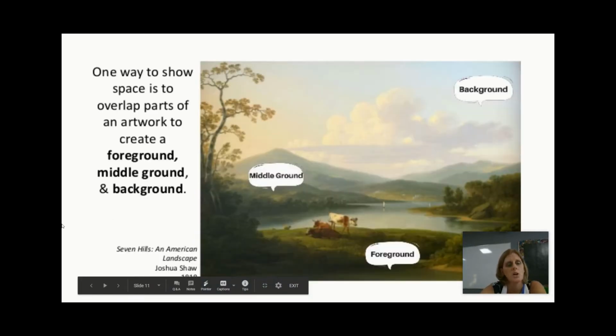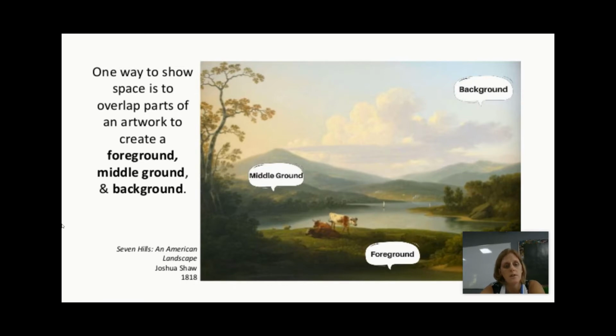So one way to show space is to overlap parts of an artwork to create a foreground, a middle ground, and a background. You can see the foreground is up in front where the cows are. The middle ground is a little further away, those trees and mountains and the boats off in the distance. And then the background, we have our sky and the clouds that are far away.